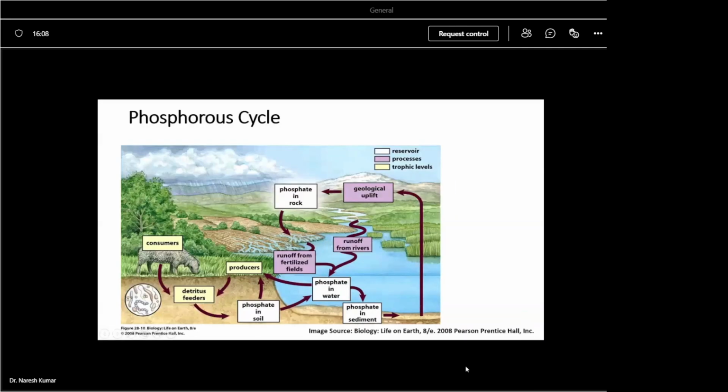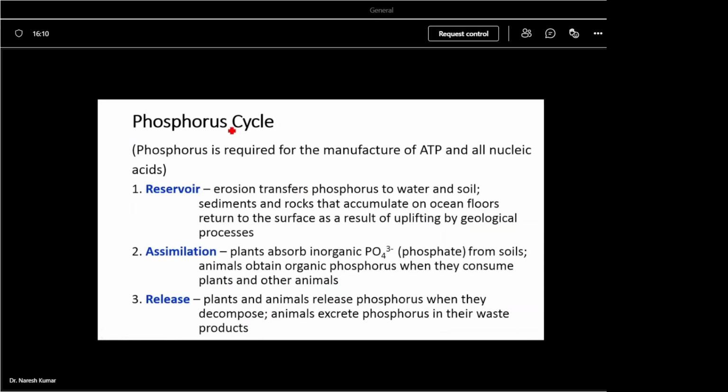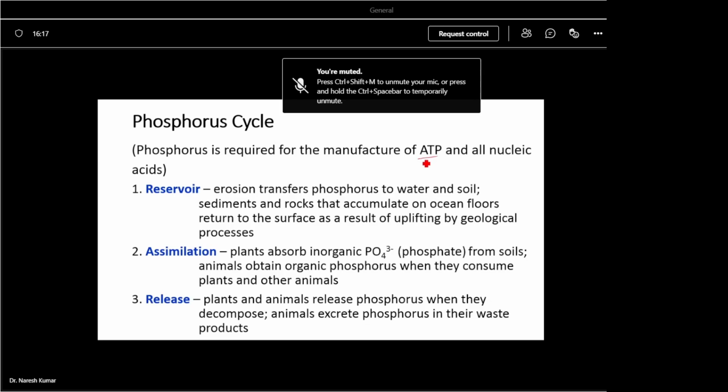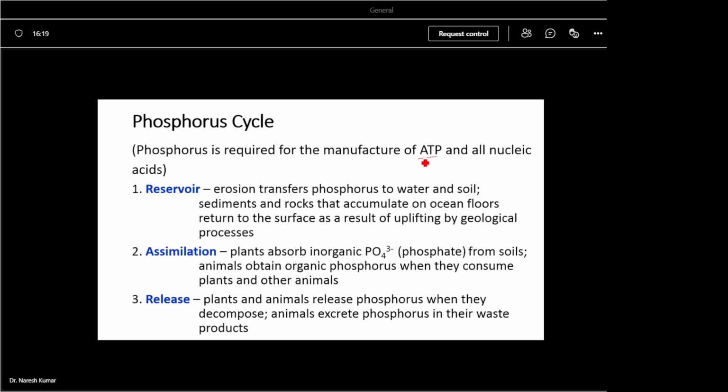So what are the reservoirs in this case? Phosphate, as we know, is required for making ATP. ATP is adenosine triphosphate, which is very important for cellular metabolism, and all the nucleic acids, DNA, RNA. Phosphate is a key element. What is the reservoir in this case? It is the rocks and sediments.